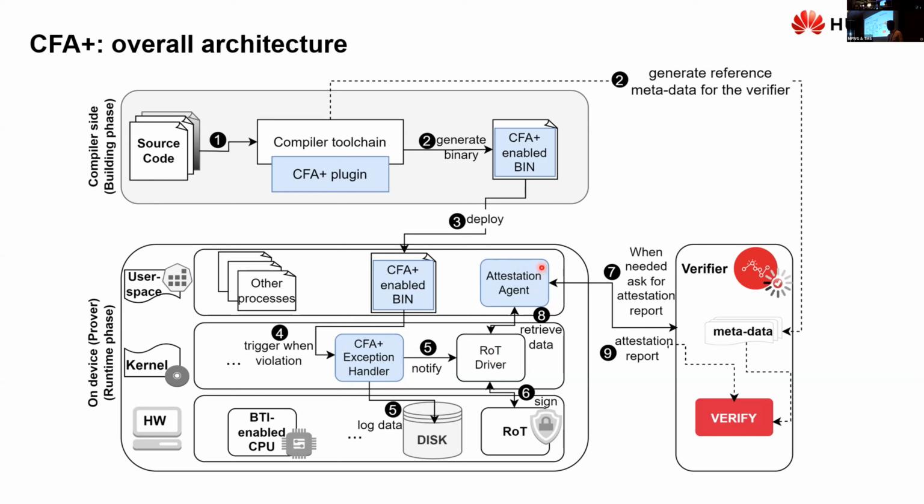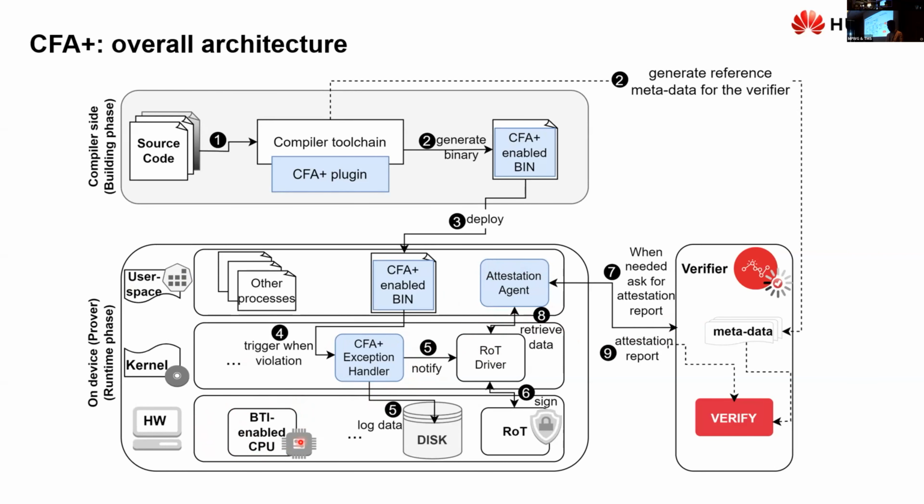And we have an attestation agent that can report. It can either by itself notify a verifier in case a violation occurs, or it can provide the log whenever a verifier requests it. And this practically just requires the root of trust and the modern CPUs that have this BTI extension.